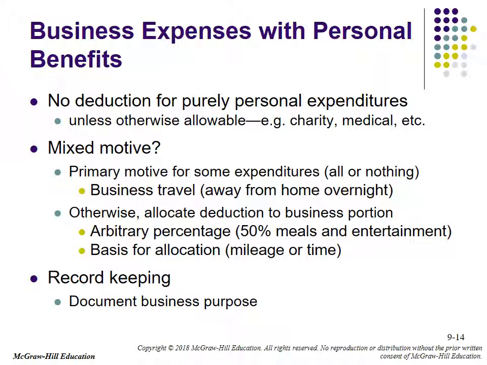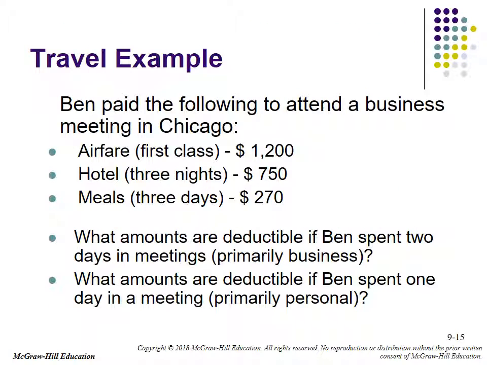Otherwise, allocate deduction to business portion, and that's what we're talking about. You must keep documents of all this. Ben paid the following to attend a business meeting in Chicago. He flew airfare, first class, it doesn't matter, hotel, meals. What amount are deductible if Ben spent 2 days in meetings? Primarily business. What amounts are deductible if Ben spent 1 day in a meeting?